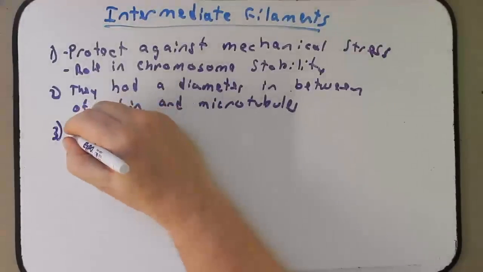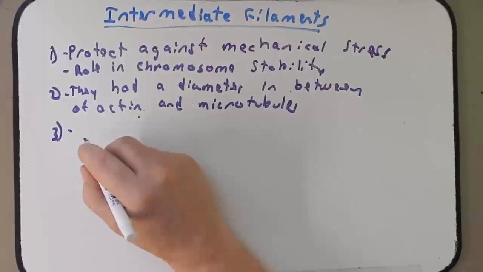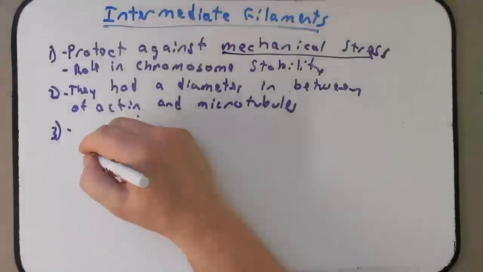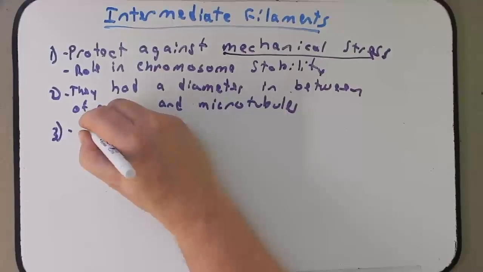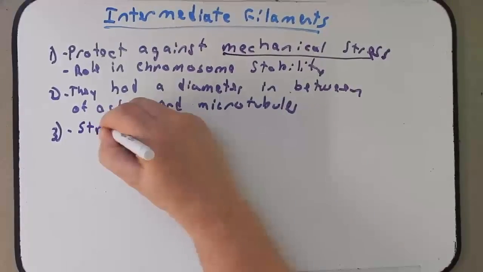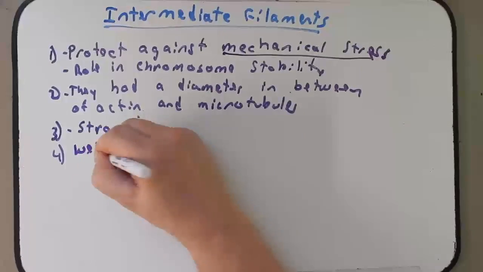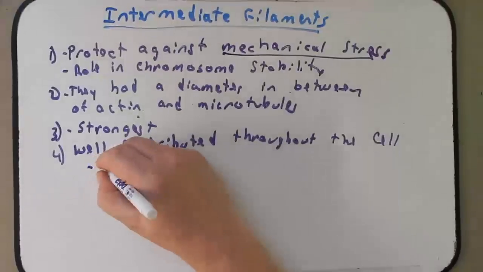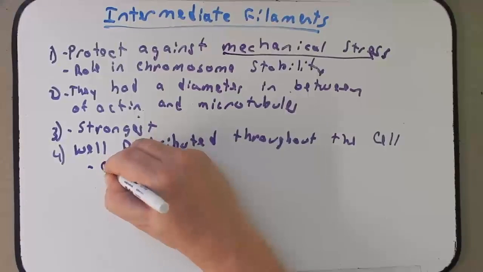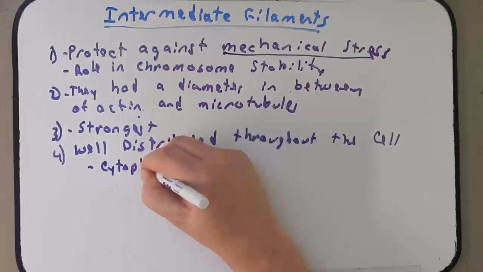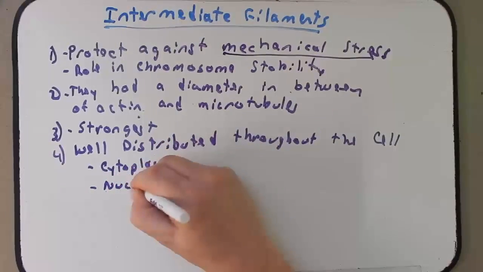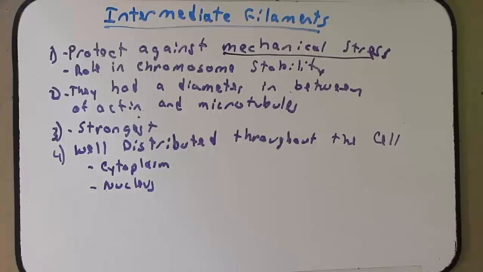They're also extremely stable, these intermediate filaments, which is probably why they play a role in protecting the cell against mechanical stress. But these filaments are the strongest of the cytoskeleton elements. They're well distributed throughout the cell. We're going to talk in a little bit about their role in the cytoplasm as they help hold cells together and in the nucleus. But before we do that, I want to talk about the structure of intermediate filaments.